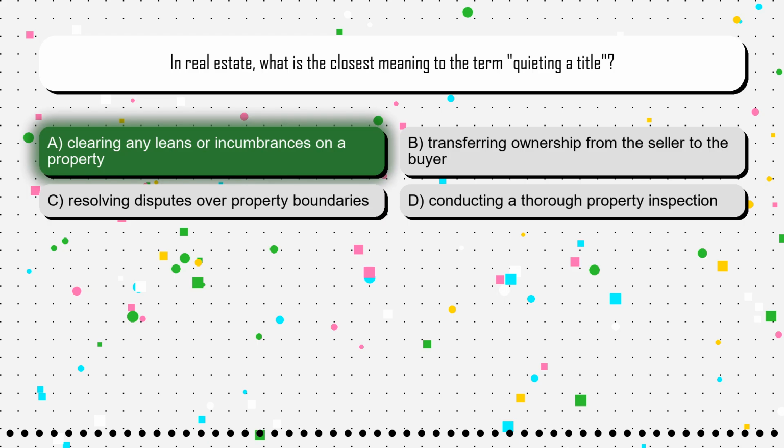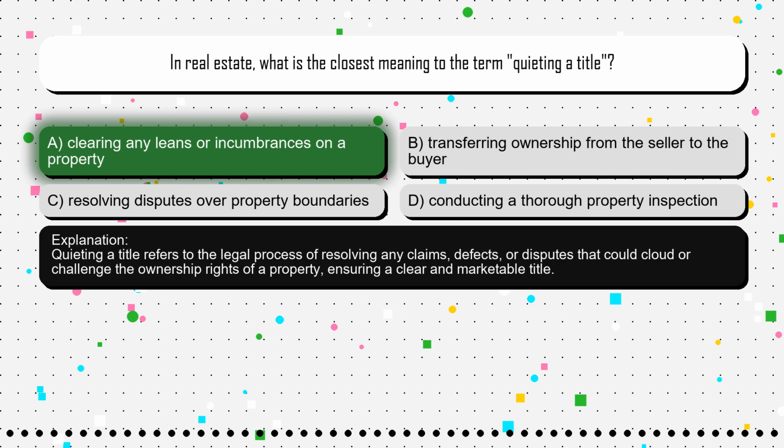The correct answer is option A, clearing any liens or encumbrances on a property. Quieting a title refers to the legal process of resolving any claims, defects, or disputes that could cloud or challenge the ownership rights of a property, ensuring a clear and marketable title.